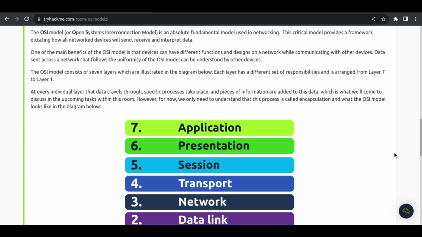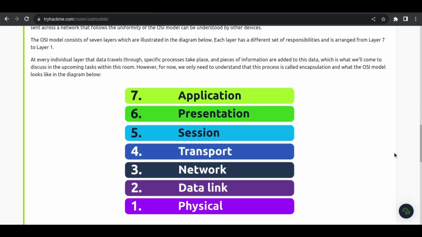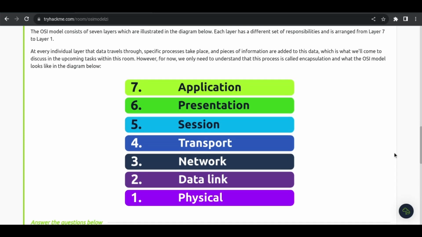However, for now, we only need to understand that this process is called encapsulation and what the OSI model looks like in the diagram. So I'm going to go ahead and go 1 through 7, going up. At the very bottom layer we have the physical. Second, we have data link. Third, we have network. Fourth, we have transport. Fifth, we have session. Sixth, we have presentation. And at 7, we have application.